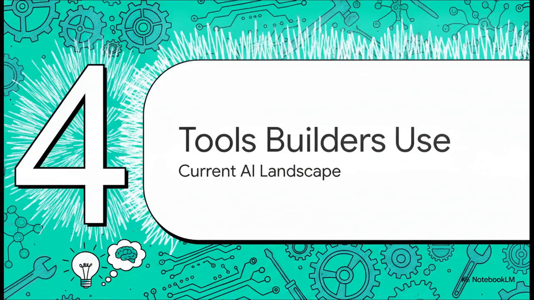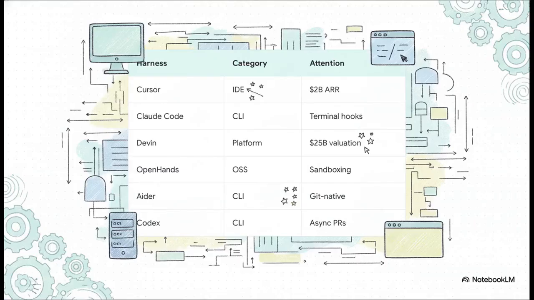Section 4. The tools builders actually use. Looking at the landscape that's really capturing the public's attention in mid-2026, we've got some absolute heavy hitters. You have Cursor, which dominates the Agentic IDE space as the daily driver for devs, pulling in a staggering $2 billion in ARR. Then there's Devin, the autonomous platform that completely proved commercial viability with a massive $25 billion valuation. We also see Claude Code and Codex CLI leading the terminal space, right alongside open-source champions like OpenHands and Aider.